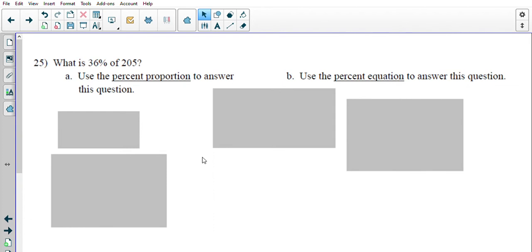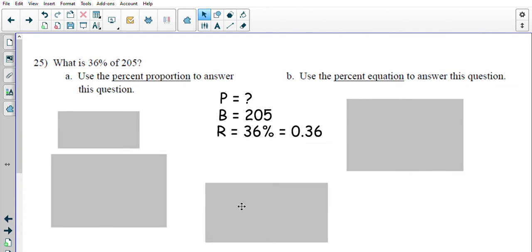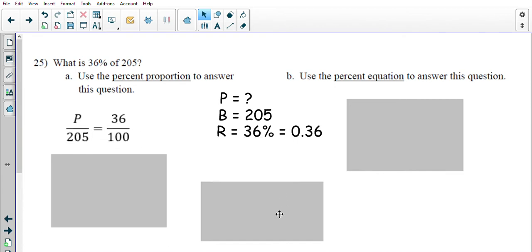What is 36% of 205? 205 is our base. 36% is R, and that's 0.36. But for percent proportion, we just put it as 36 out of 100. So we have P over 205 equals 36 over 100. That's the important thing to remember.